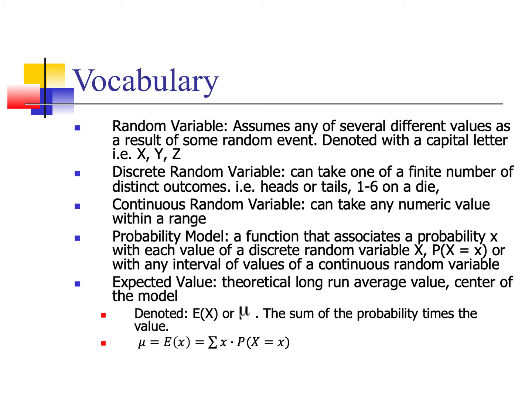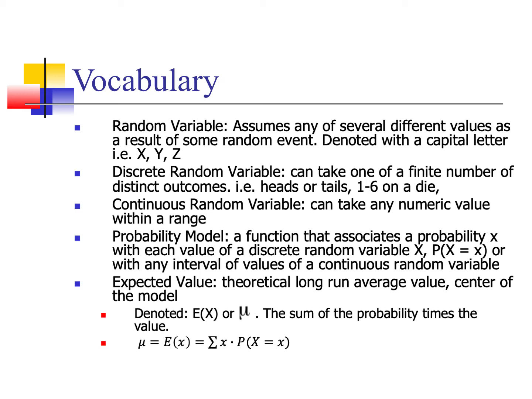So here's some vocabulary. A random variable assumes any of several different values as a result of some random event, denoted with a capital letter. And it's not always X, Y, and Z. Sometimes we use letters that are very specific so that it makes sense. Like if we're talking about maintenance, we would use M. If we're talking about points, sometimes we want to use P. The problem with P is sometimes it gets confused with the probability.